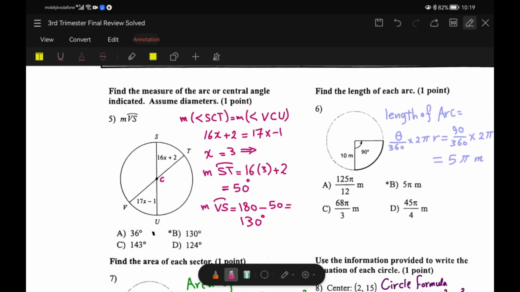Now let's solve number 5. At number 5, find the measure of the arc or central angle indicated. Assume diameters.